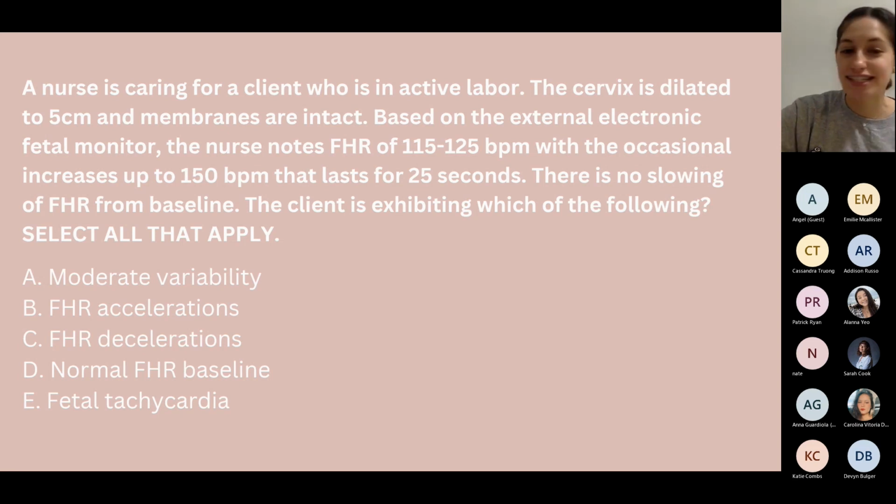All right. This is a select all that apply question. I know everybody loves those. A nurse is caring for a client who is in active labor. The cervix is dilated to 5 centimeters and membranes are intact. Based on the external electronic fetal monitor, the nurse notes a fetal heart rate of 115 to 125 beats per minute, with the occasional increase up to 150 beats per minute that lasts 25 seconds. There is no slowing of fetal heart rate from the baseline. The client is exhibiting which of the following? Select all that apply. And your answer choices are moderate variability, fetal heart rate accelerations, fetal heart rate decelerations, normal baseline, or fetal tachycardia.